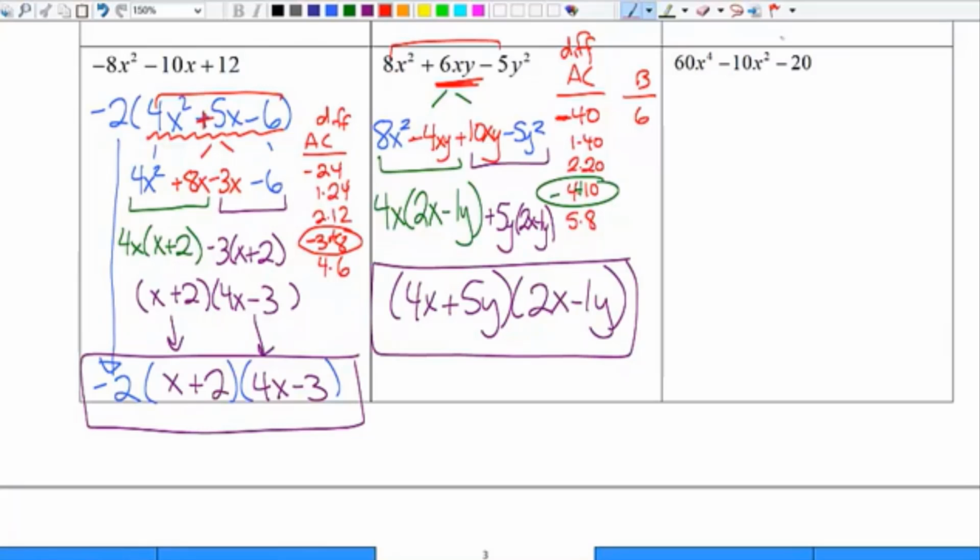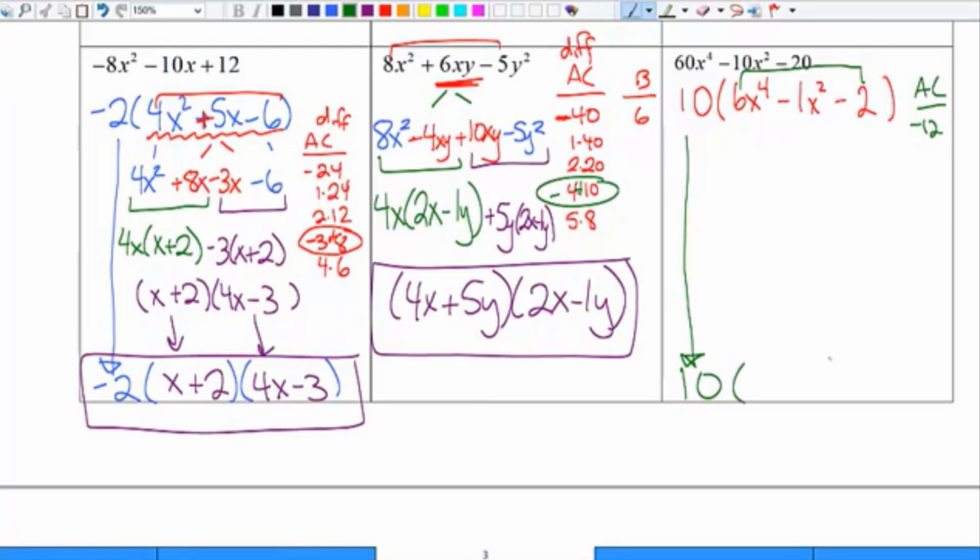Okay, so on this last one, it looks like I have a GCF of 10, which gives me 6x to the 4 minus 1x squared minus 2. And to do my AC method, I take the 6 times the 2, which is -12. Don't forget that we're going to need to drop down the 10. Students who use the AC method will often forget the 10, so I'm going to go ahead and drop it right now before I even do anything, because there's so many steps in between the GCF and the answer that often students will mess that up.